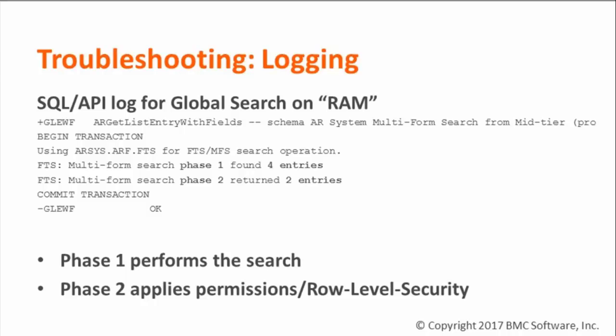Now, a global search doesn't actually perform any SQL, but the SQL log does give you some information. So if you look here, the begin transaction, it says it's using the AR FTS plugin, and then it says phase 1 found 4 entries. Phase 1 is the actual search. So the raw data was searched and found 4 entries. And then you see phase 2 returned 2 entries. Phase 2 is where permissions and row level security are applied. So even though there were actually 4 matches, based on this user's particular permissions, he was only able to see 2 of those entries. And you can see all that using the SQL log.